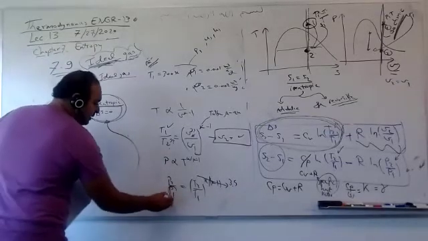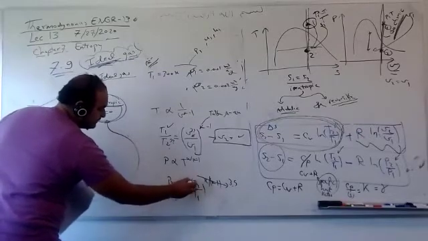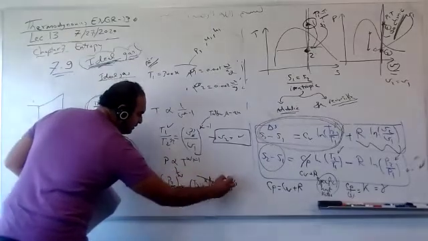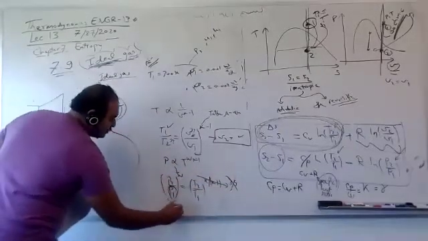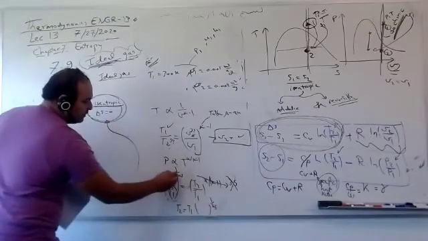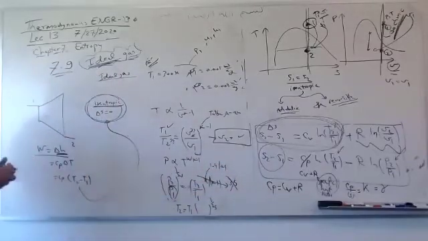So I have P1, put it here, and I can obtain T2. Take this to the power 1 over 3.5, multiplied by T1, and you get T2. T2 equals T1 times this to the power 1 over 3.5. It's 3.5 because K is 1.4, divided by 0.4, is 3.5.